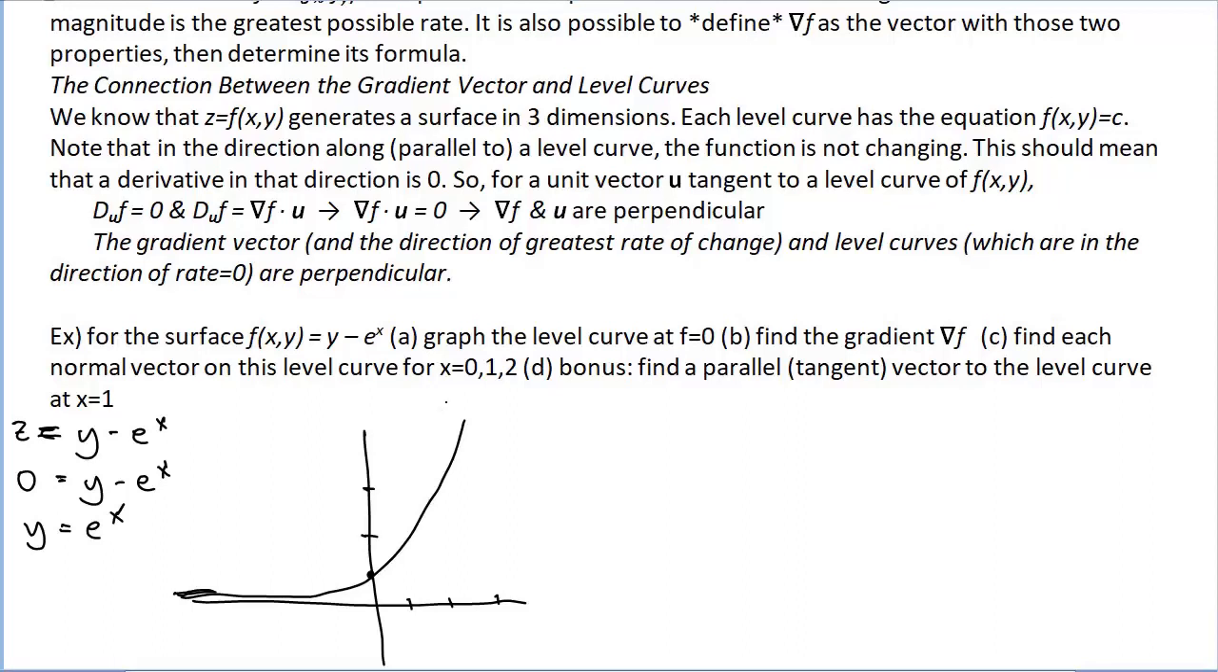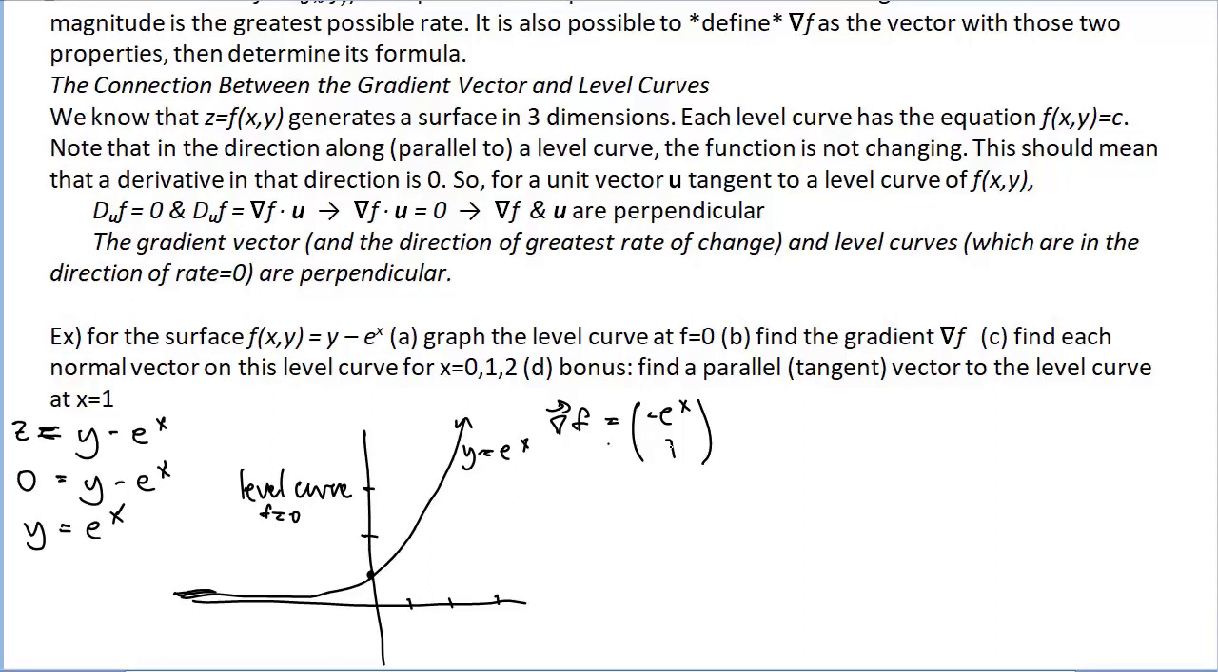So something like this. We know that this is the curve y equals e to the x, and this is specifically the level curve for f equals 0. Now let's calculate the gradient. So the gradient of f equals, df dx is negative e to the x, df dy is just 1.